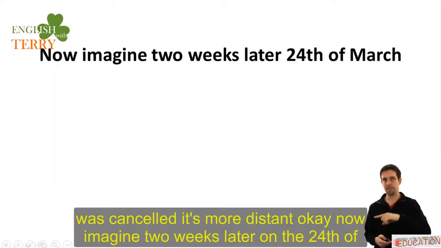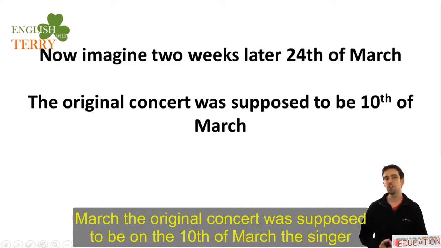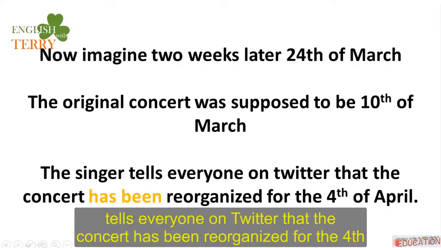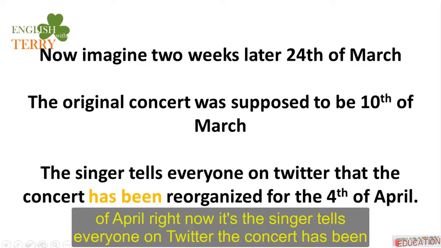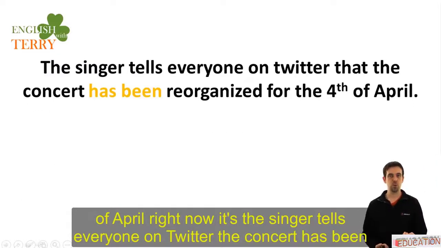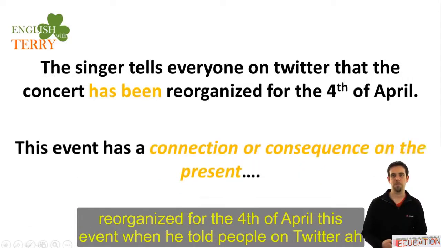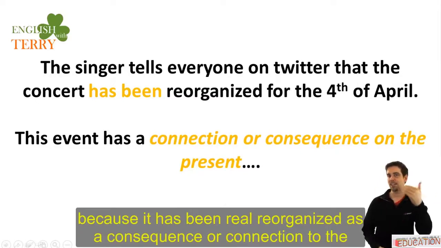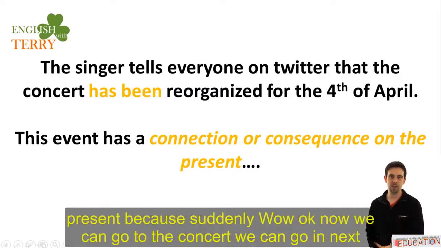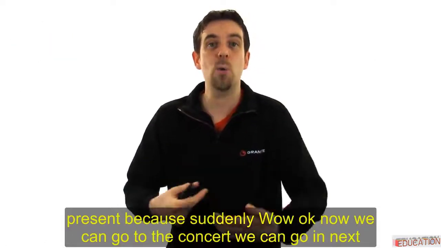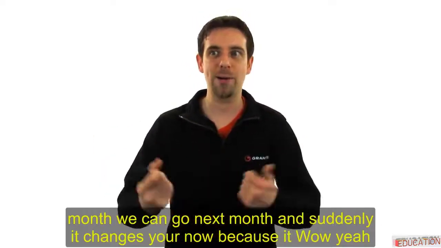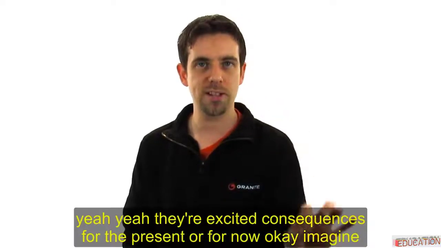Now imagine 2 weeks later, on the 24th of March. The original concert was supposed to be on the 10th of March. The singer tells everyone on Twitter that the concert has been reorganized for the 4th of April, right? This event, when he told people on Twitter, has a consequence or connection to the present. Because suddenly, wow, okay, now we can go to the concert. We can go next month. And suddenly it changes your now because, wow, yeah, they're excited. Consequences for the present or for now.